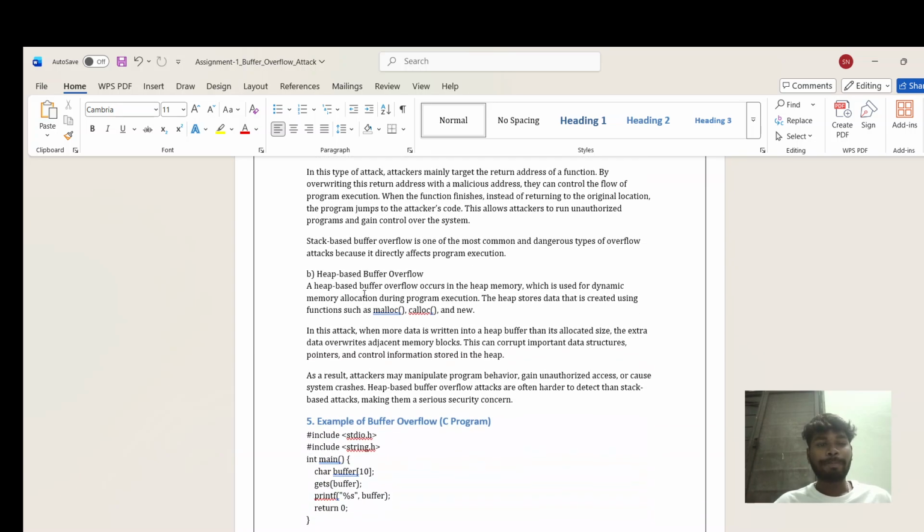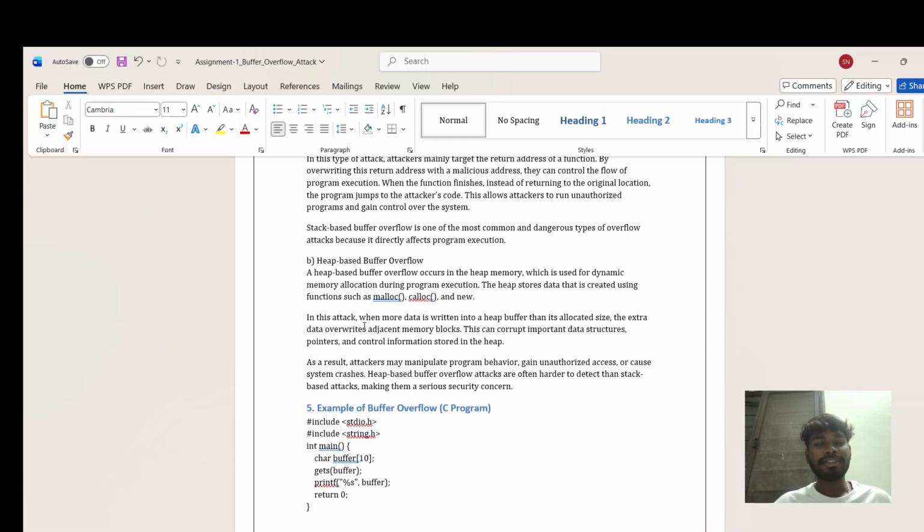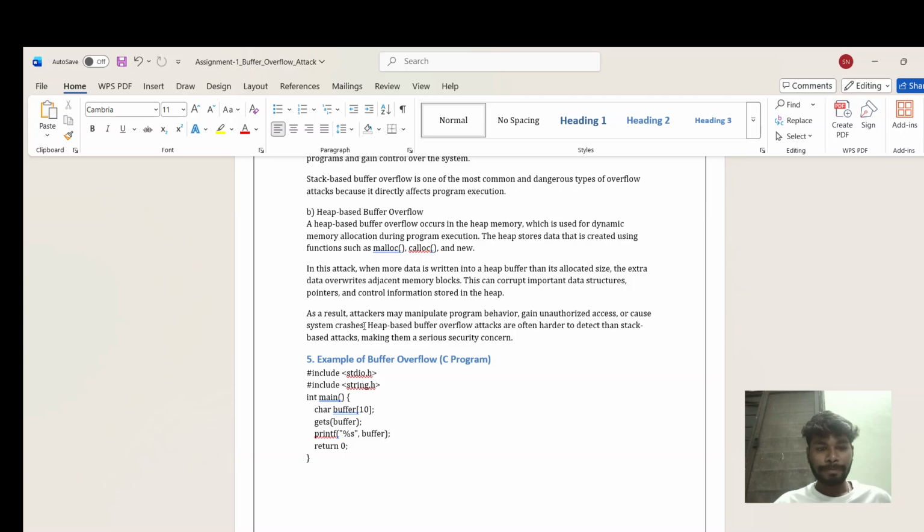Heap-based buffer overflow. A heap-based buffer overflow occurs in heap memory, which is used for dynamic memory allocation during program execution. The heap stores data that is created using functions such as malloc, calloc, and new. In this attack, more data is written into a heap buffer than its allocated size, and the extra data overwrites adjacent memory blocks. This can corrupt important data structures, pointers, and control information stored in the heap.